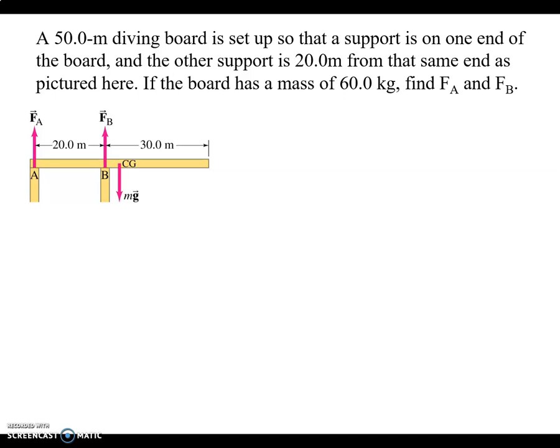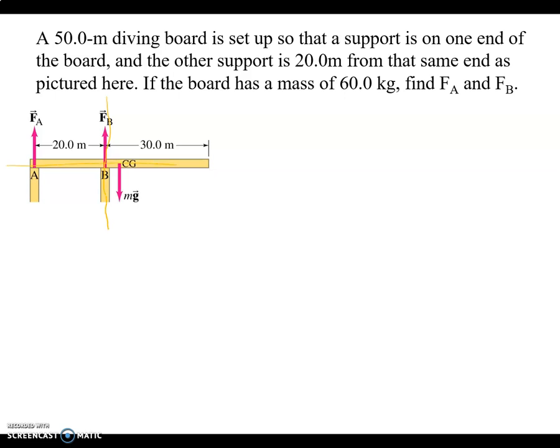If you put it on top of FB, then you have force A, which exerts a negative torque, and the weight of the board, which exerts a negative torque. It would be easier to do the first way. I'm going to do the second way just to show you a very, very important point here. So we're going to put our coordinate system right here.